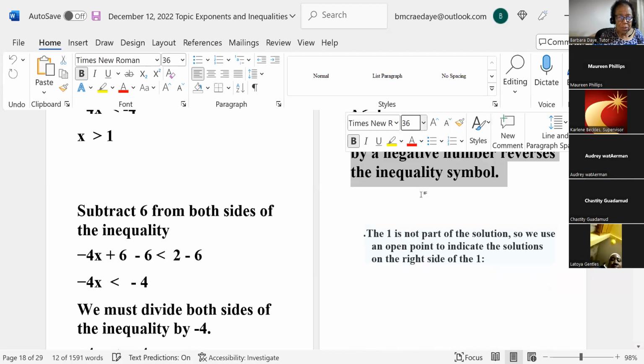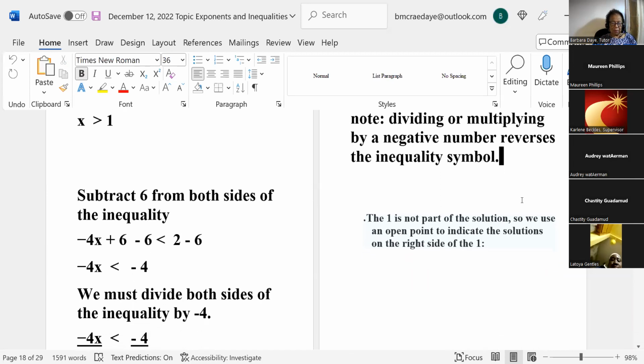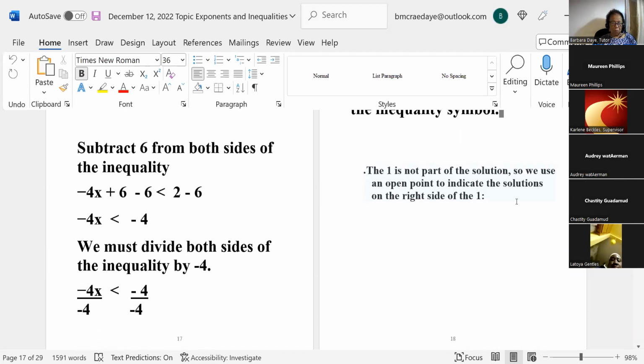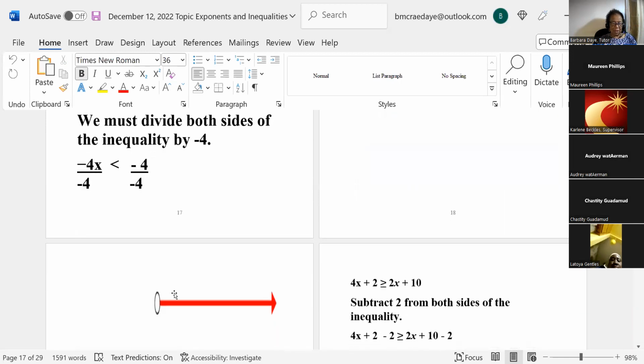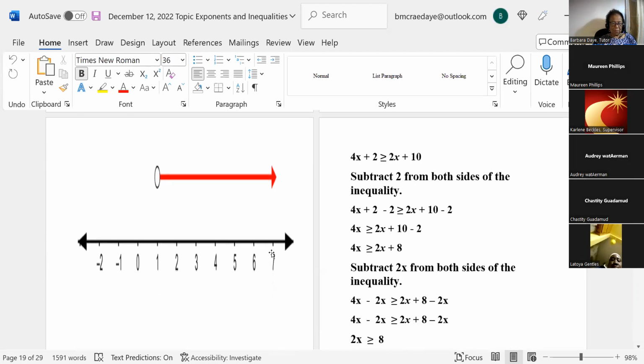Okay, I'll write it down. I hope I remember it. It'll be in your session notes. Dividing or multiplying by a negative number reverses the inequality symbol. And we use the open point to indicate the right side of the 1. And that's what we had here. Open symbol because the 1 is not included. Any questions?